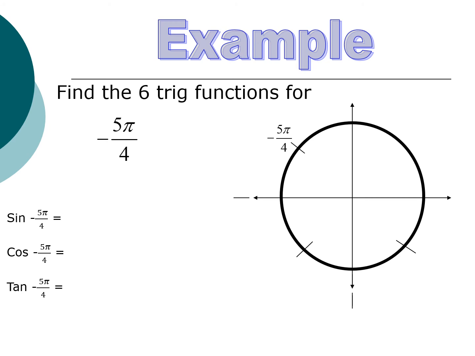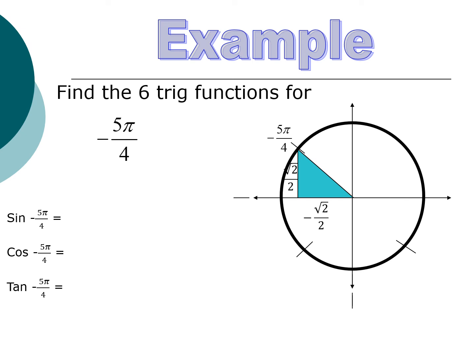Draw in our triangle. Label the legs. Radical 2 over 2 and negative radical 2 over 2. And now we can answer the questions.